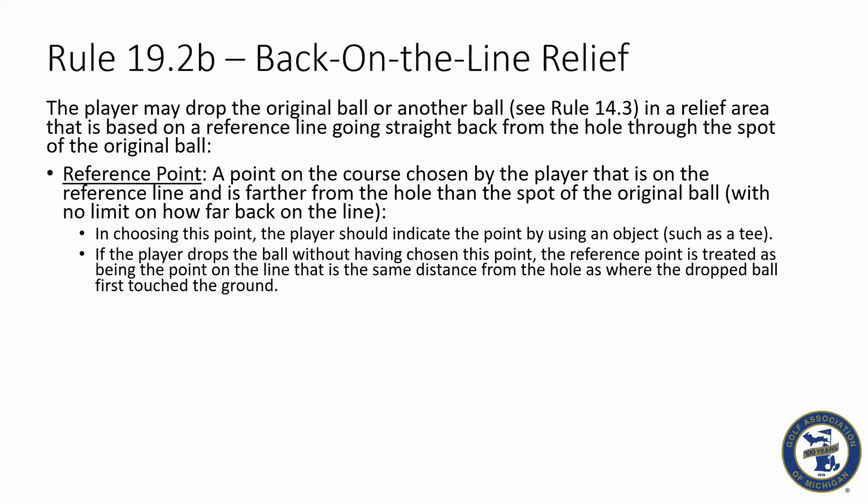All right. So we already talked about this, but just to go over it again quickly. When we go back on a line, that reference point is going to be where we choose on that line. So either where we put a tee in the ground, or if we don't put a tee in the ground, where it first hits the ground on the correct part of the course, and then that relief area is defined 1 club length from that reference point, no closer to the hole.